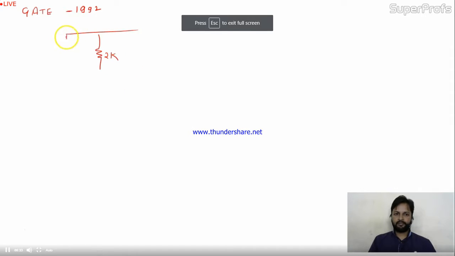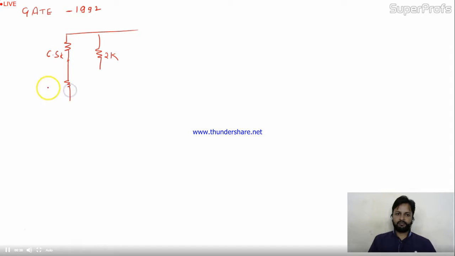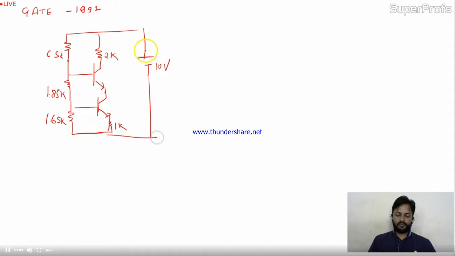2K, 6.5K, 1.85K, and this is 1.65K. Two BJT circuits are connected like this, and this is 10 volt. Is it okay? And they're asking to find out the current, this I.